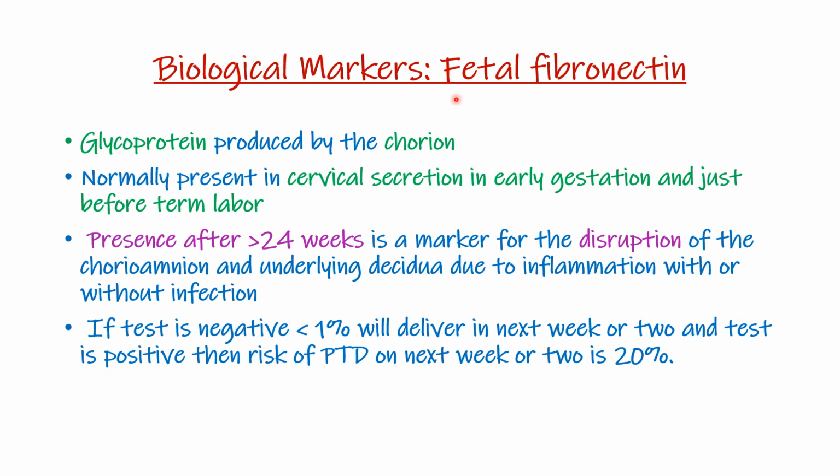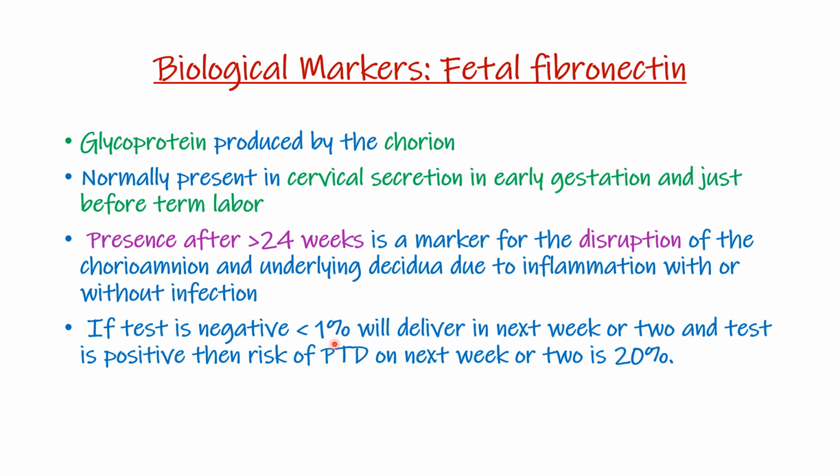So the biological markers. One of the biological markers we'll talk about is the fetal fibronectin. Fetal fibronectin is a glycoprotein produced by the chorion, and its secretion is usually in early gestation and just before term labor. So if it occurs between early gestation and term labor, then that is abnormal secretion. And that will be a marker of disruption of the chorion-amnion and the underlying deciduum, which could be due to inflammation with or without infection. I hope you have understood.